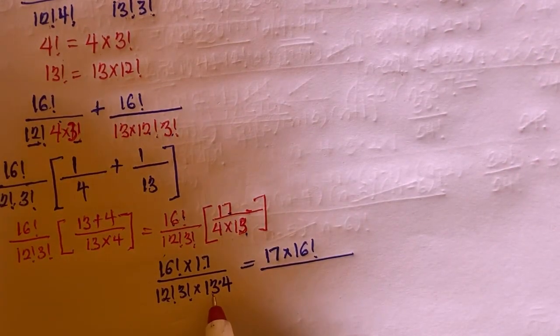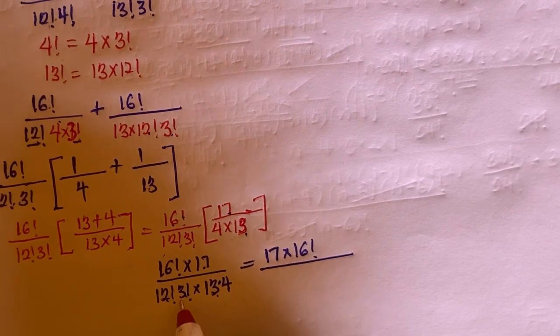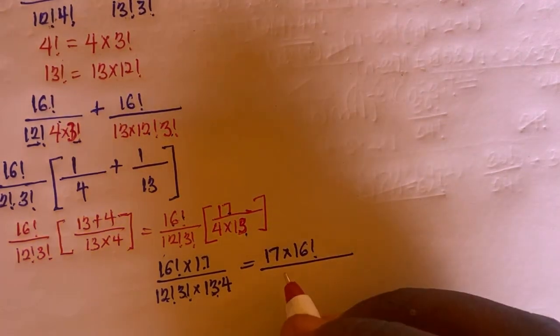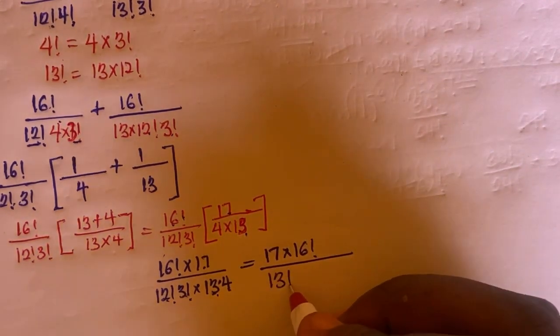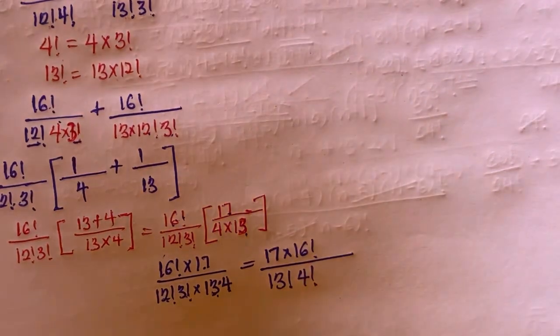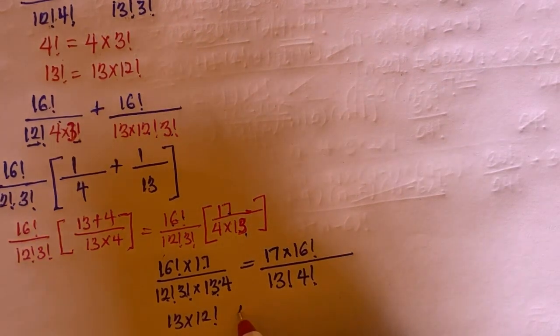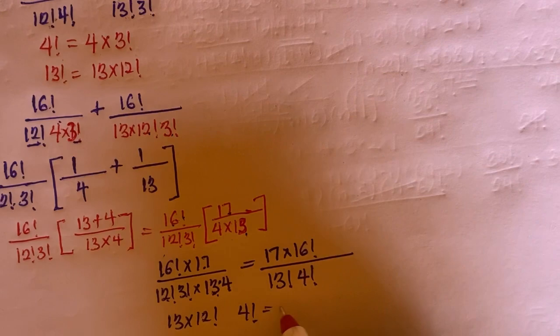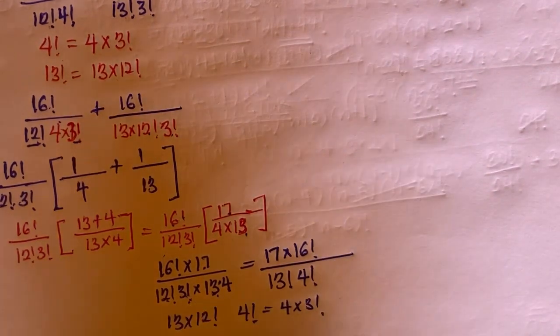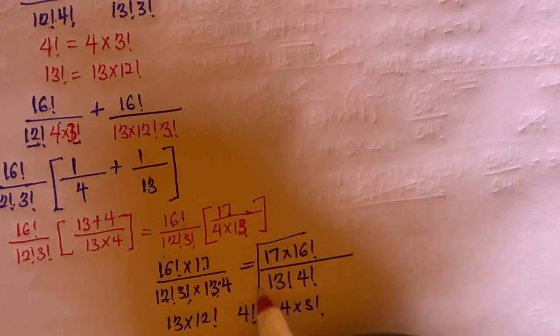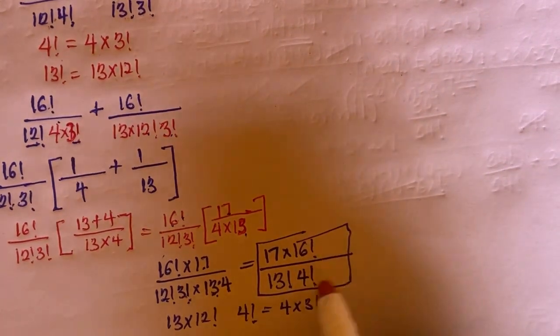13, 12 is under 13, right? And 12 factorial is under 13, and also 3 factorial is under 4. So I can simply say this is actually 13 factorial, then 4 factorial, right? Since 13 factorial is the same thing as 13 times 12 factorial, and 4 factorial is the same thing as 4 multiplied by 3 factorial. This is the simple expression.